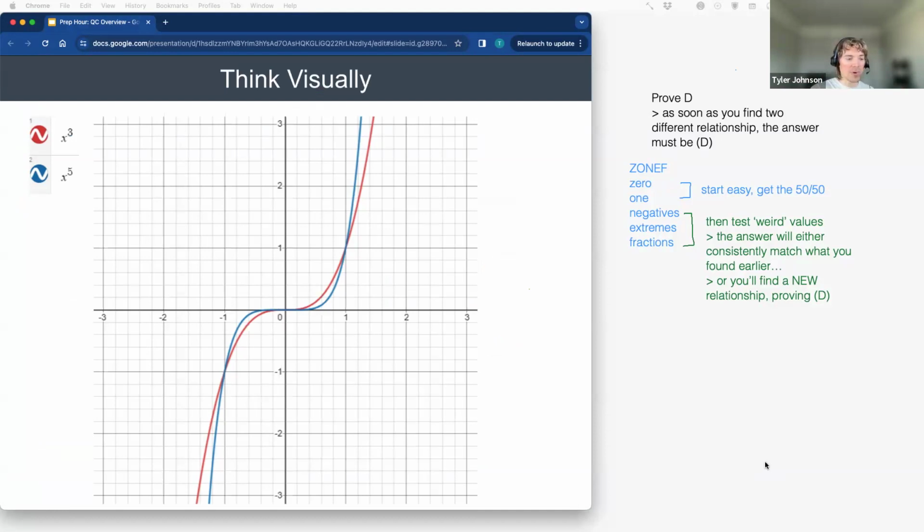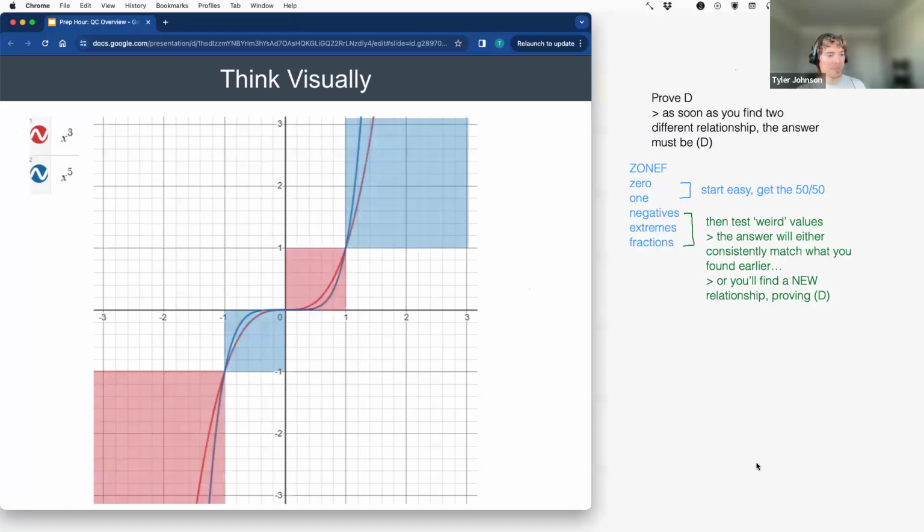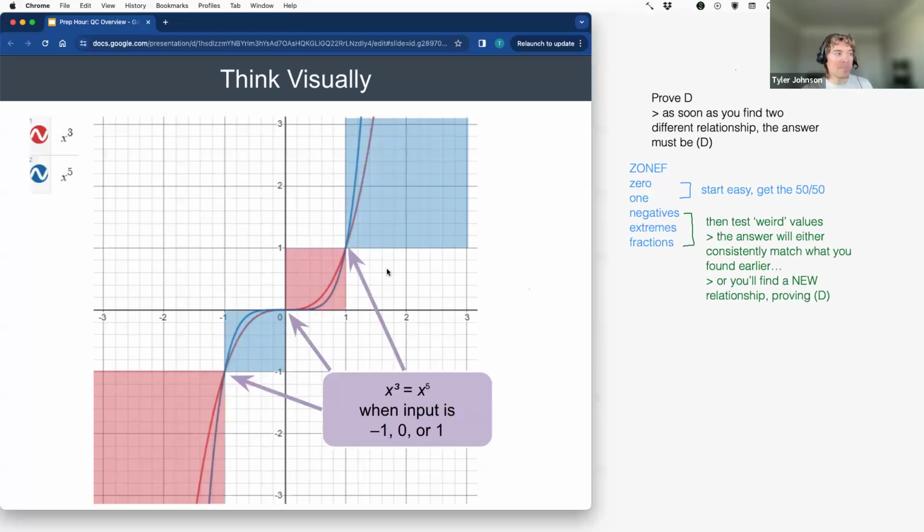And what I notice is there's a few different zones here where things are behaving similarly. First of all is when my input is 1, 0, or -1, that's where these two functions cross over one another, and they are exactly equal, right? 1 cubed is equal to 1 to the 5th, 0 cubed is equal to 0 to the 5th, and -1 cubed is equal to -1 to the 5th.